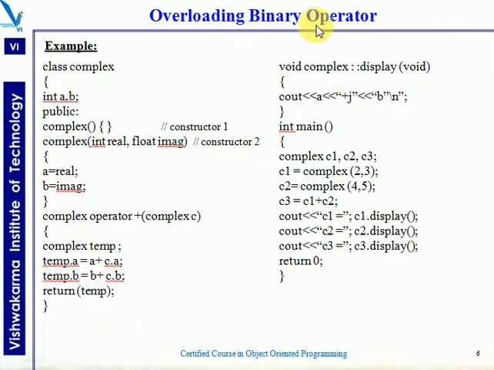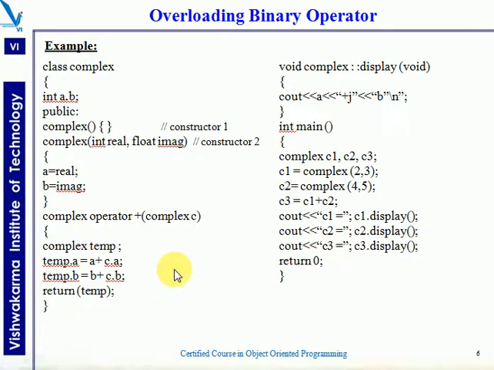Let's see overloading binary operator. A unary operator operates on a single operand, while binary operators require two operands. The mechanism of overloading a unary operator can be applied to overloading a binary operator. So here we have illustrated one example.